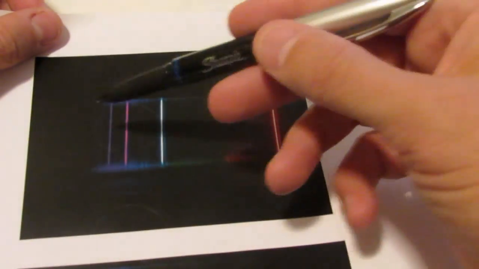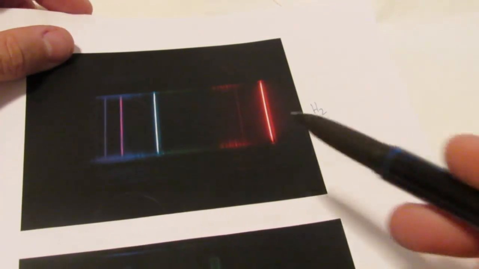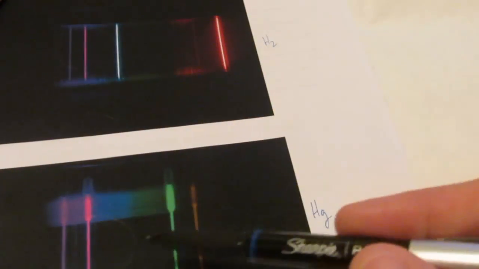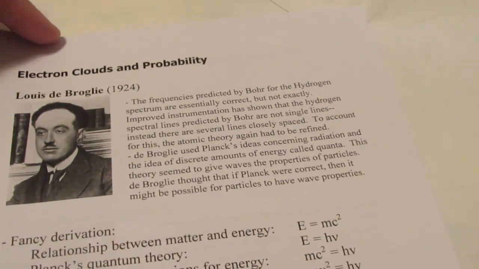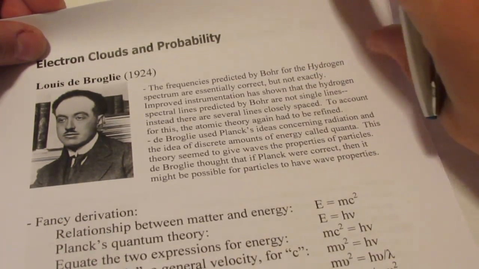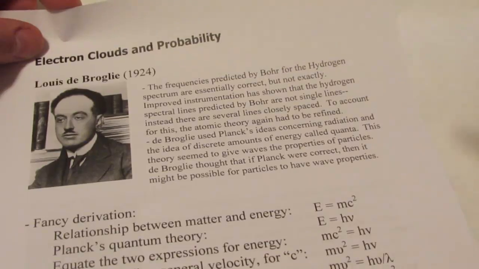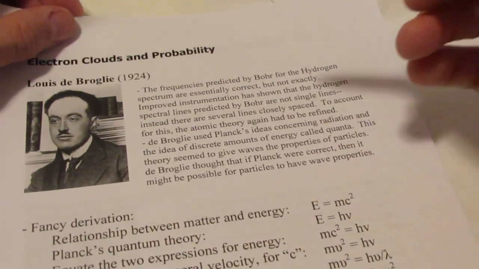So we end up with these neat little spectral lines for hydrogen. We did a nice little lab that went along with the nature of light. This is the spectral lines for mercury vapor, and we had seen some others in class as well. Now, the atomic theory is yet going to be changed again. Let's talk about Louis de Broglie. We're just going to go through this very quickly. I want to get into the meat of this section in just a few minutes.